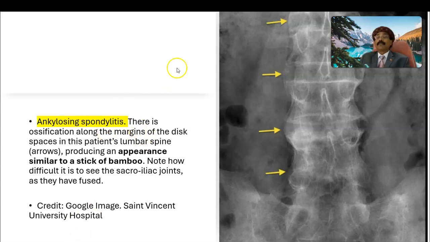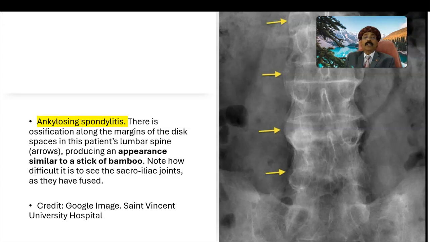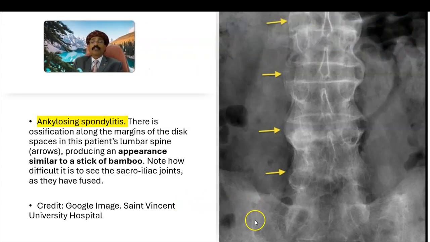Okay, this is the X-ray. Here we are seeing the lumbar vertebra and sacroiliac joint. The lumbar vertebral intervertebral disc has been fused, and we are seeing a bamboo spine appearance. The sacroiliac joint is almost obscured due to the fusion, producing an appearance similar to a stick of bamboo. There is difficulty seeing the sacroiliac joint because of fusion. So we have this bamboo spine appearance here, here.